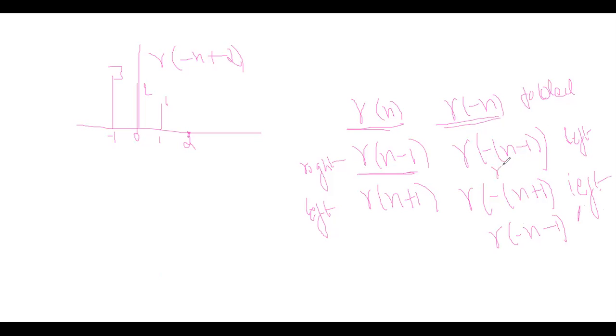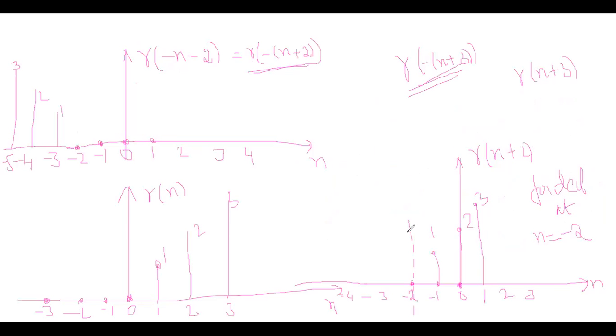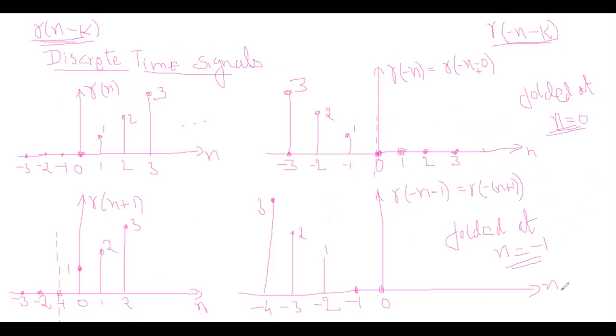And this is R of minus n plus 1. Plus is a left shift for the normal function, but here it is a right shift. It is a right shift of the folded function, not the normal function, my dear students. This is how the folded function is drawn when we get R of minus n plus 1.